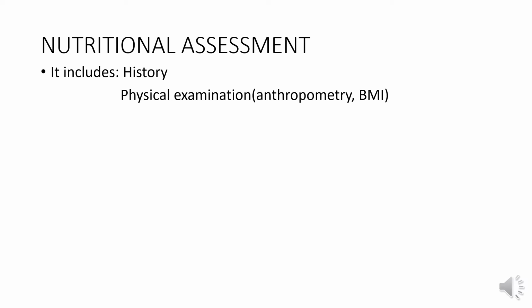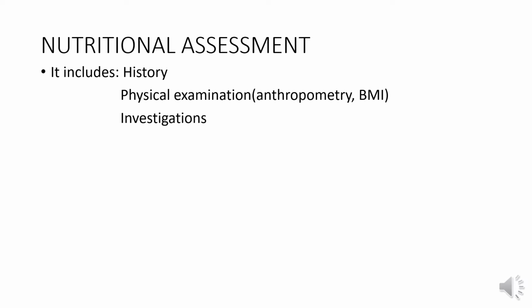Then the BMI, that's the body mass index, is measured in adults. You could take the weight and then the height and get the BMI. The normal BMI is 18 to 24.9. So you should know the abnormal values as well. That's the level of category of obesity and all.